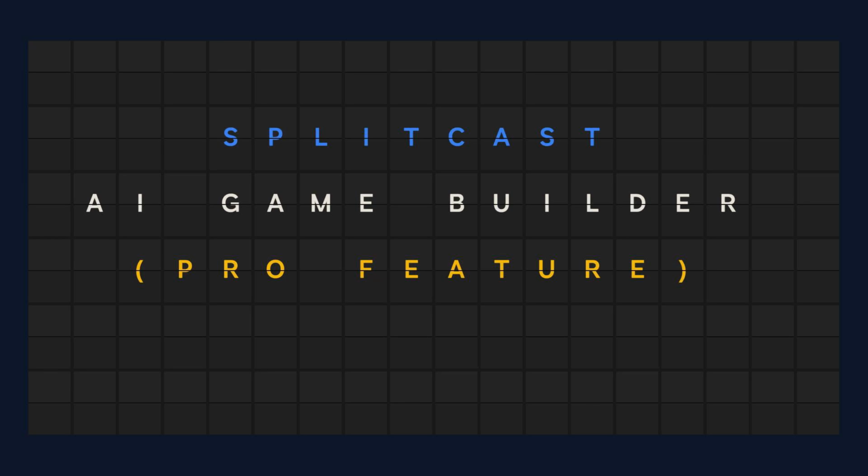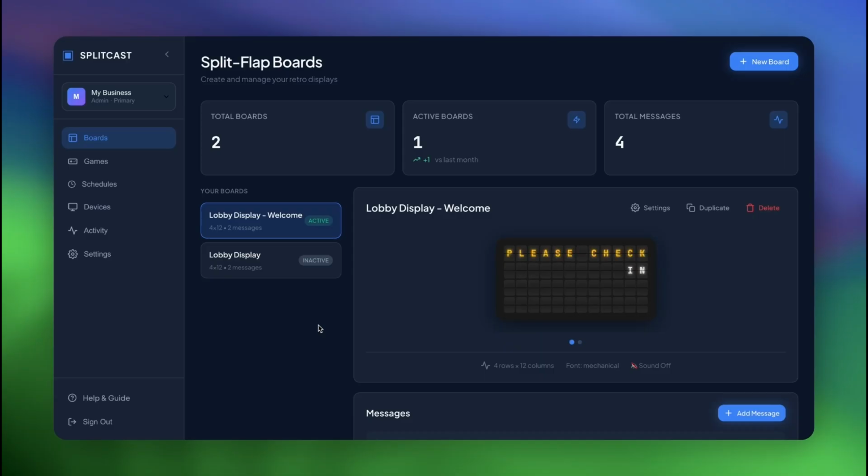In this video, you'll learn how to use the AI Game Builder to generate trivia questions in seconds. It's the fastest way to create a complete game without writing every question yourself. The AI Game Builder is a pro feature. You'll need an active pro subscription to access it. If you're on a free plan, you can upgrade in settings.